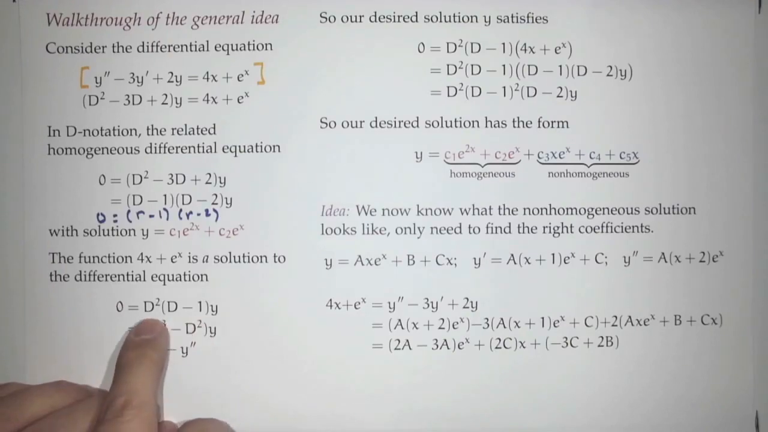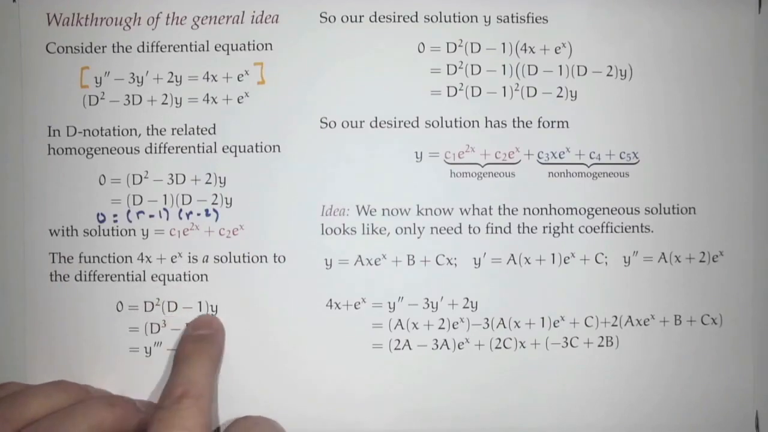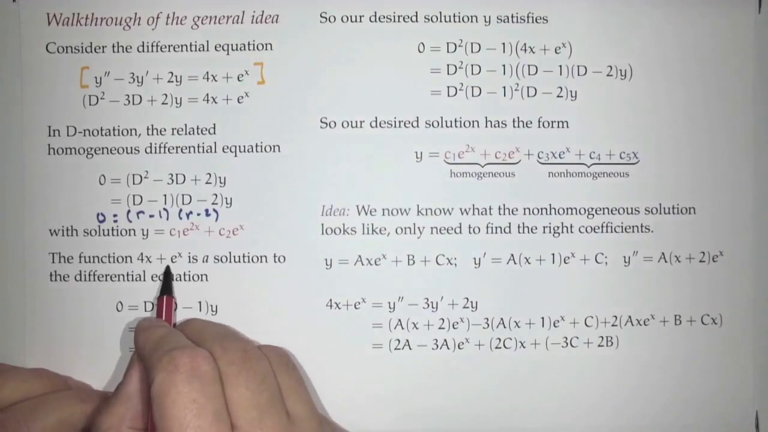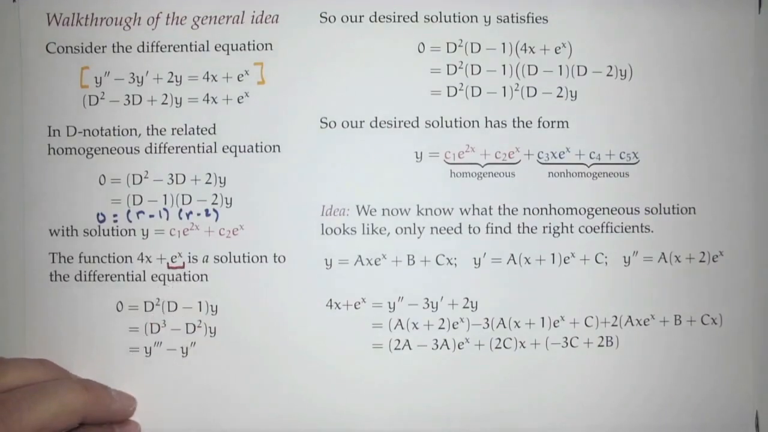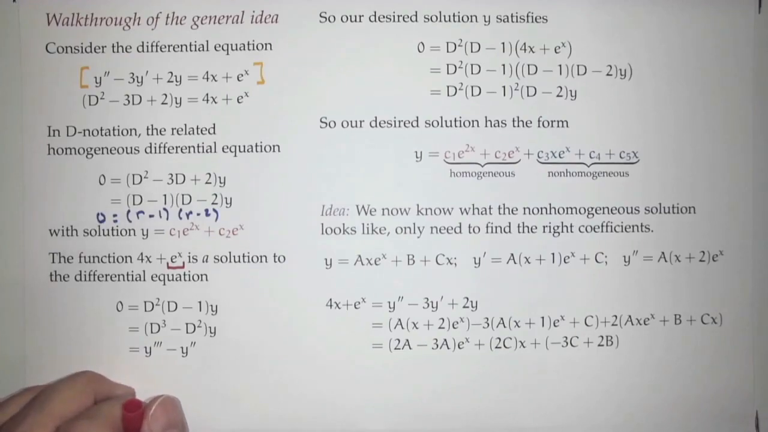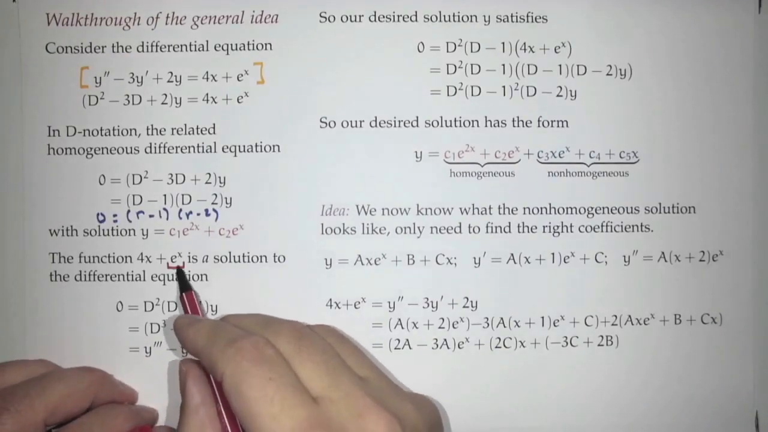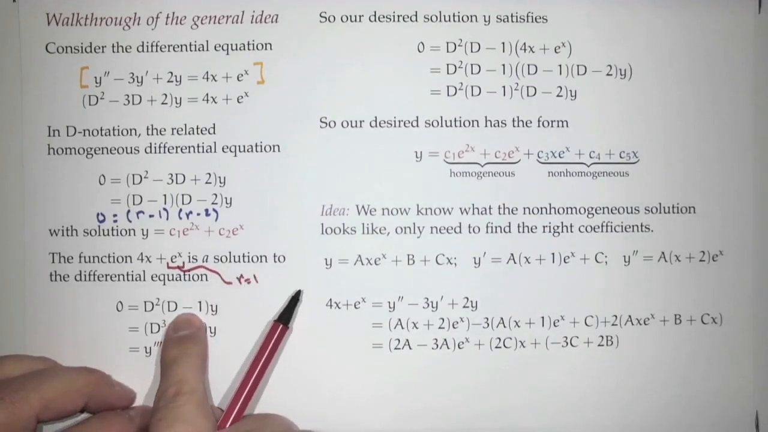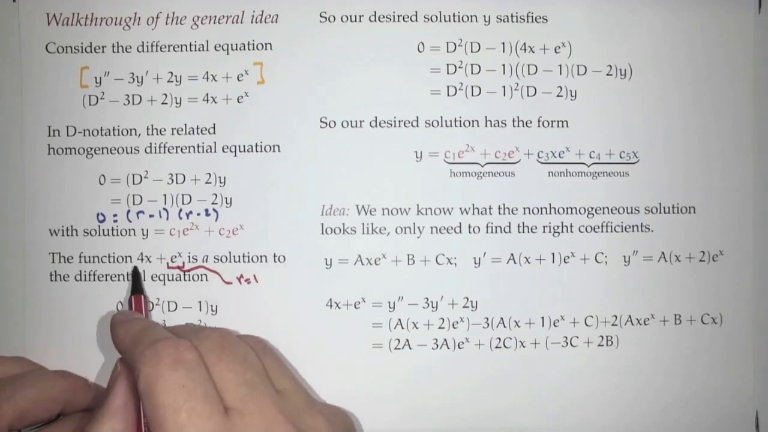So we say, okay, the 4x gets zeroed out by the d squared. The e to the x gets zeroed out by d minus 1. Another way to think about it, and it's going to be a good way to think about it going forward, is if I'm thinking about e to the x as a solution to a linear homogeneous differential equation, it came from some value for r. R equals what? Yeah, this comes from r equals 1. So it's like, okay, I need a factor of d minus 1. What about the 4x?